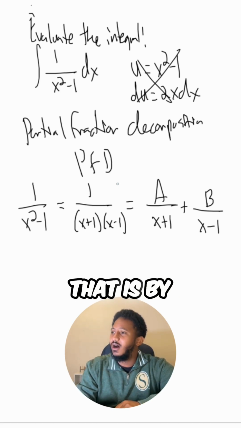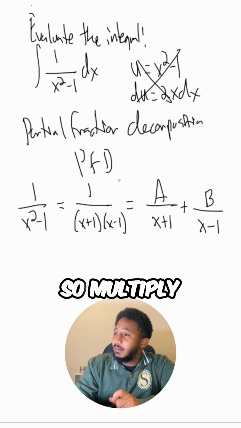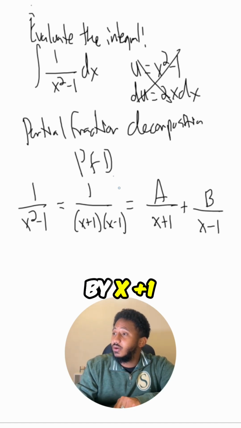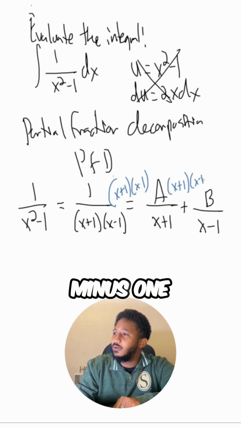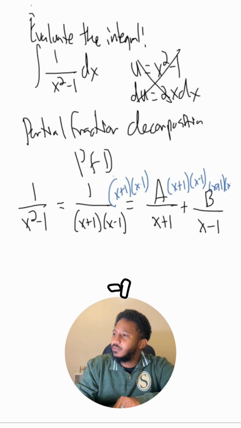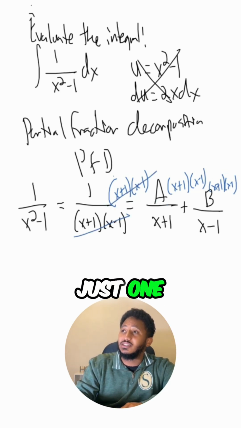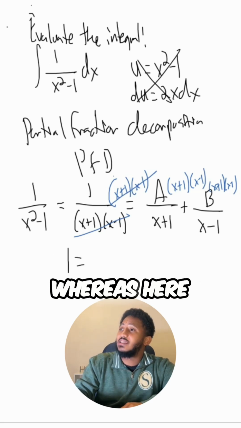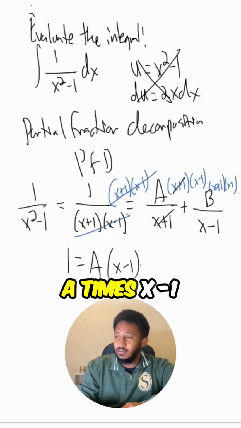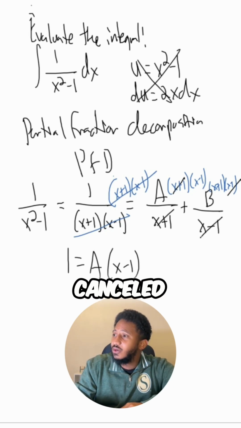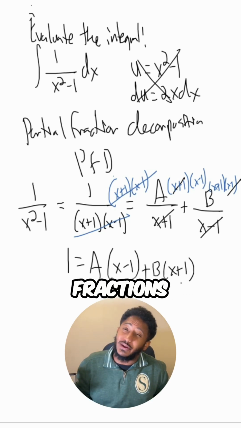Now, one way to do that is by multiplying both sides of this equation by the LCD. So multiply both sides by x plus 1 times x minus 1, okay? And do that here as well, x plus 1 times x minus 1, and on this one too. And things start to cancel. Here, the whole denominator cancels and I'm left with just 1, okay? Whereas here, the x plus 1s cancel, so I'm left with A times x minus 1. And here, the x minus 1s cancel, so I'm left with B times x plus 1. So we got rid of fractions. No one likes fractions, right?